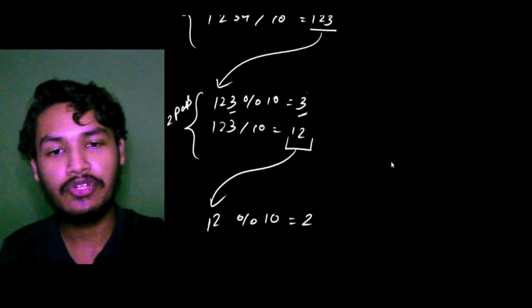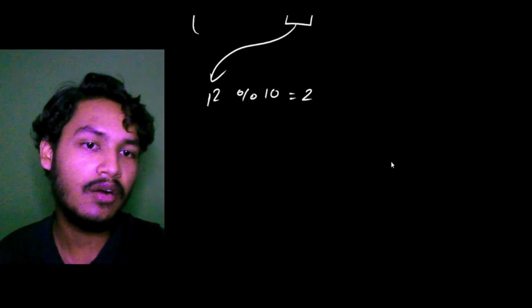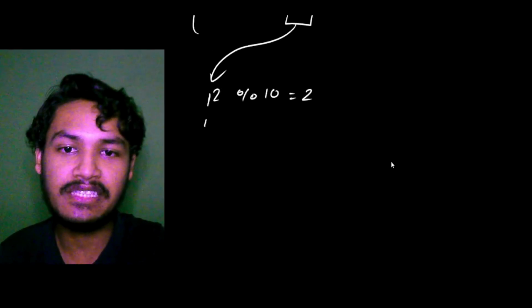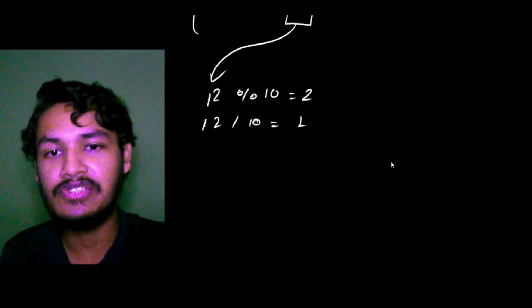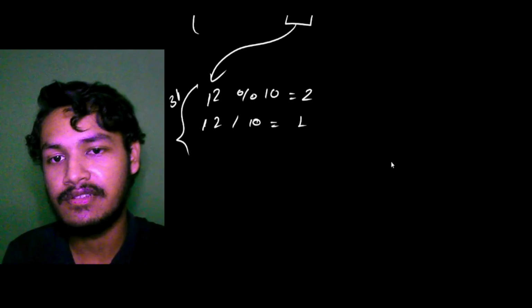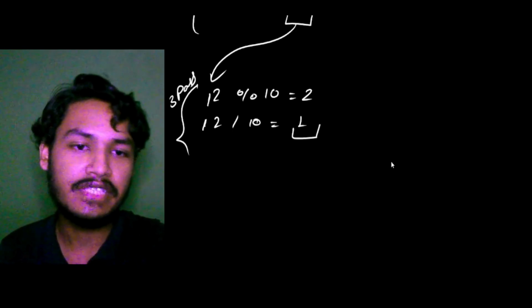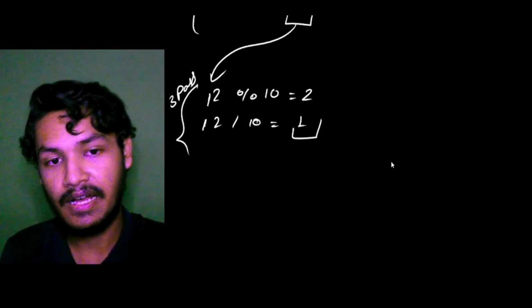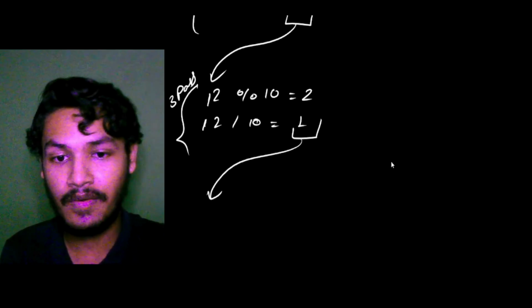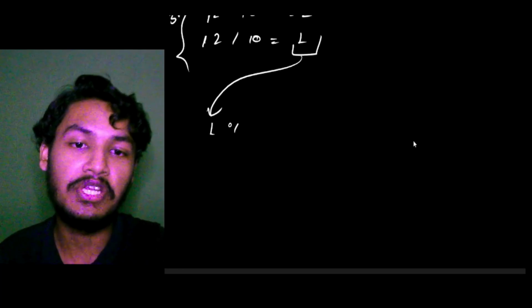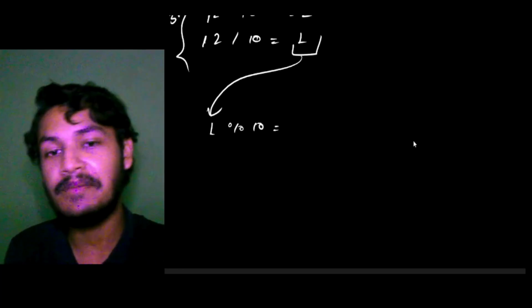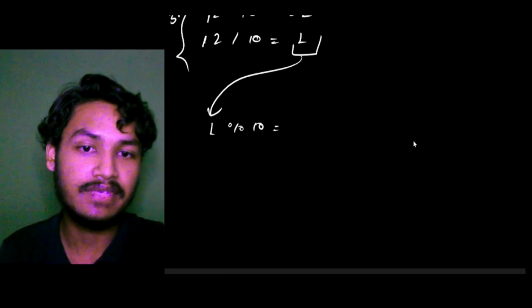After doing this, we can divide this number by 10 and we will get 1. So here our third pass is completed. So this number is input for our next pass. So we will give this number to the next pass. 1 modulus 10. Again we will do the same step, and the answer will be 1.